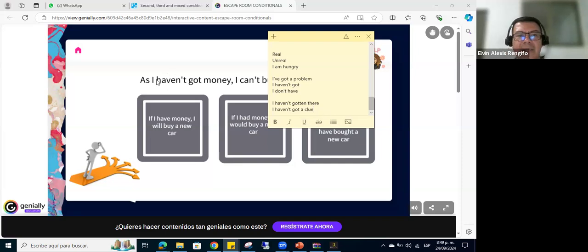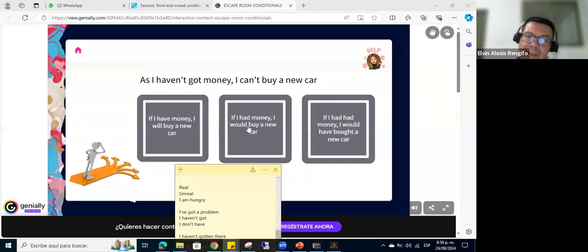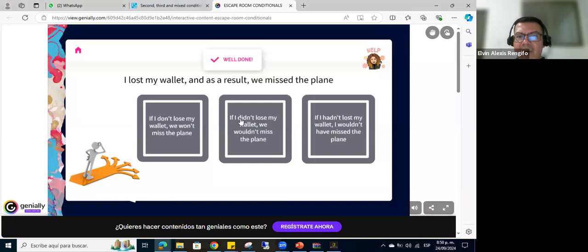Okay, so here basically this is present. No tengo plata. Como no tengo plata, as I haven't got money, I can't buy a car. So si tuviera plata, if I had money, I would buy a new one. Okay? Okay.